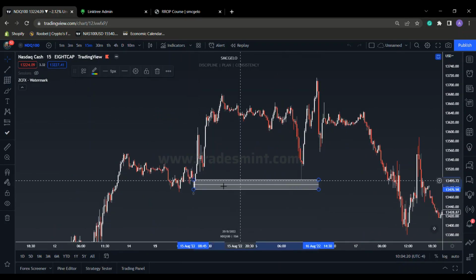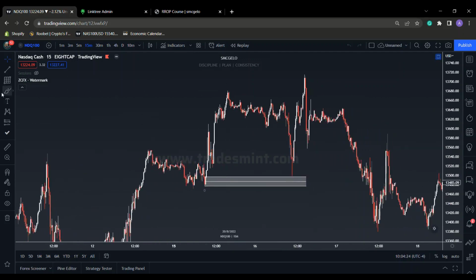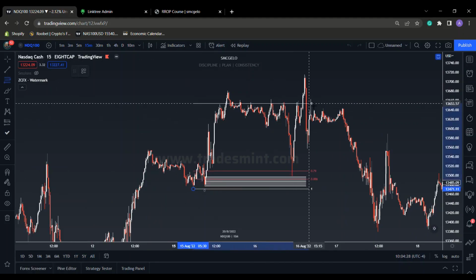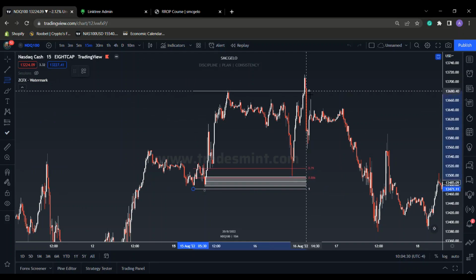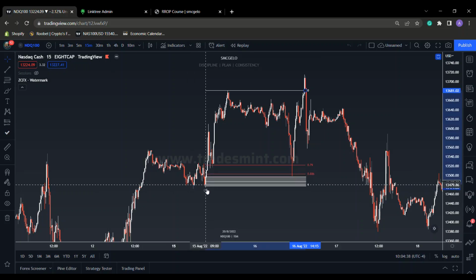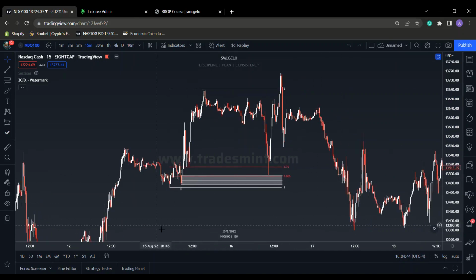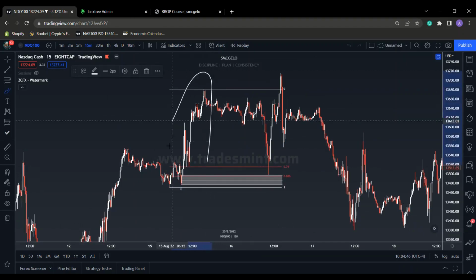So we had a supply zone, demand zone, right? We had the official low of the move from here to here. And could you have marked this up? You could have, but I mark up the swing low to the swing high of the full impulsive move.